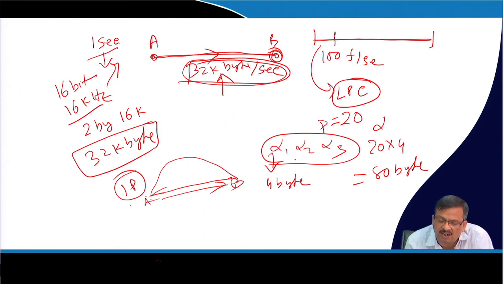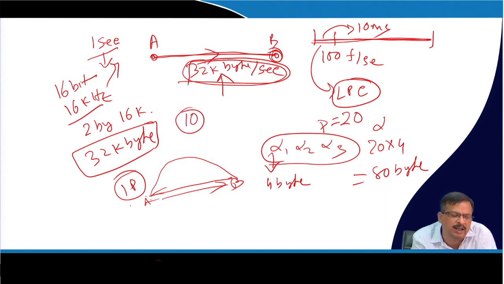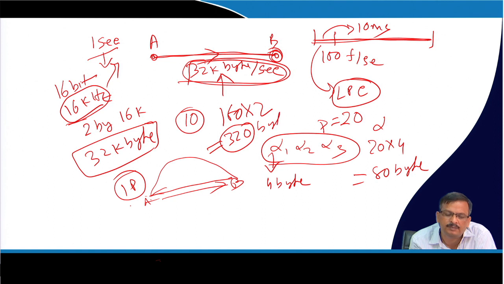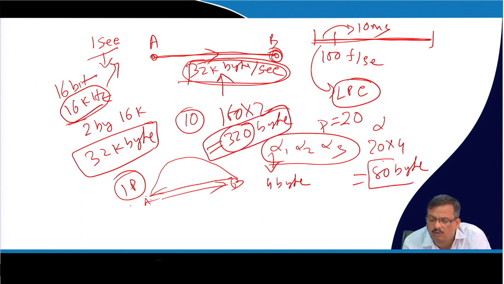Now, if I say 100 frames per second, each frame is 10 milliseconds. How much size if I transmit all samples of 10 milliseconds? If it is 16 kilohertz sampling rate, 160 samples will be there. Each sample is 2 bytes, so total memory requirement is 160 into 2, so 320 bytes. So instead of transmitting 320 bytes, I want to transmit only 80 bytes.